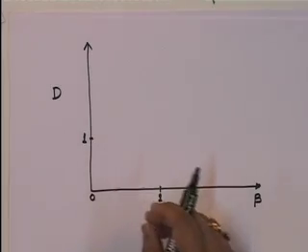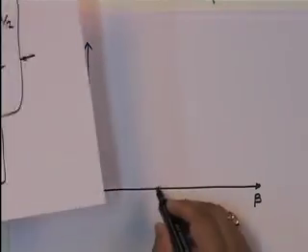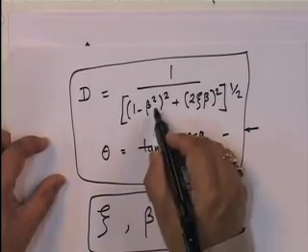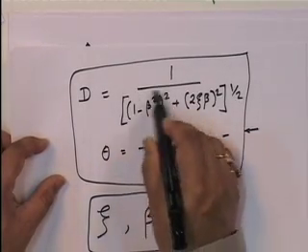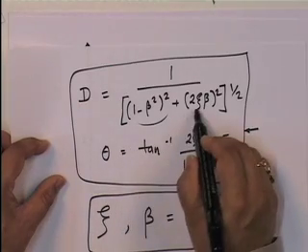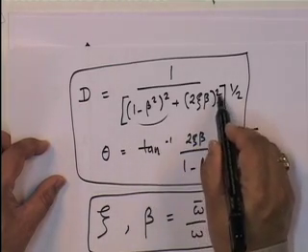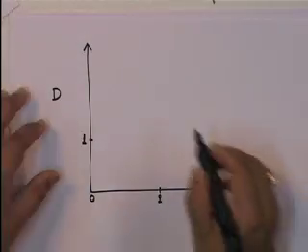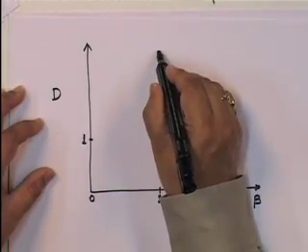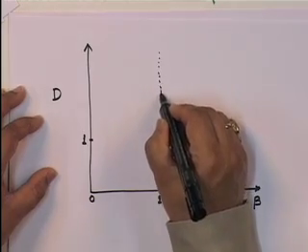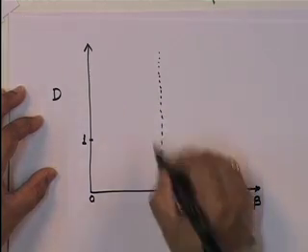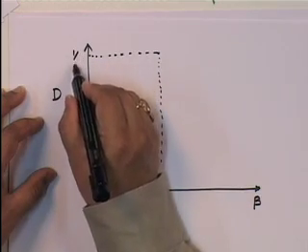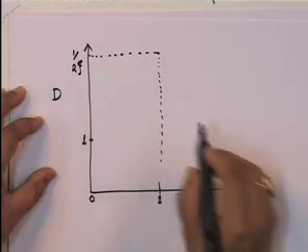Now, what happens? Let us look at it. At beta equal to 1, what happens? At beta equal to 1, this term becomes 0, this term becomes square root of 2 xi squared. So, it becomes 1 upon 2 xi. So, at beta equal to 1, the peak value is 1 upon 2 xi.